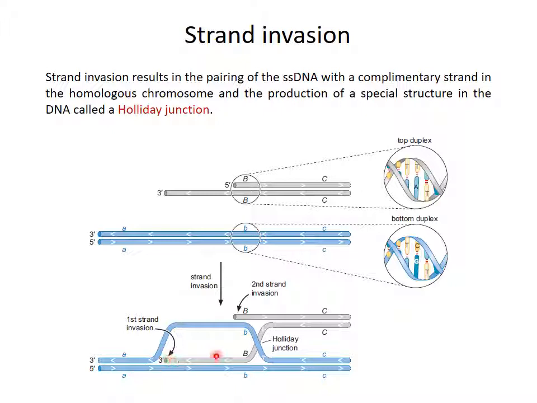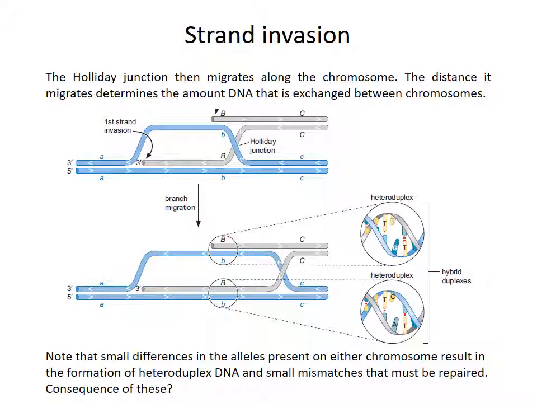When this strand invasion occurs, we get formation of a special type of structure called a Holliday junction. This is represented here by this crossover event between the two chromatids from the different chromosomes. Following first strand invasion, the Holliday junction then begins to move along the chromosome. The distance that the Holliday junction moves determines the amount of DNA that's going to be exchanged between those two chromosomes.